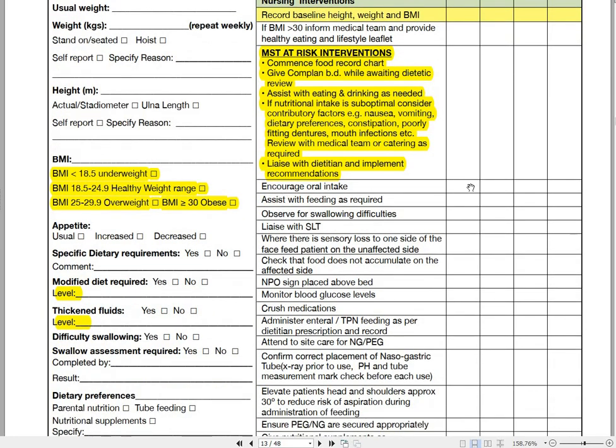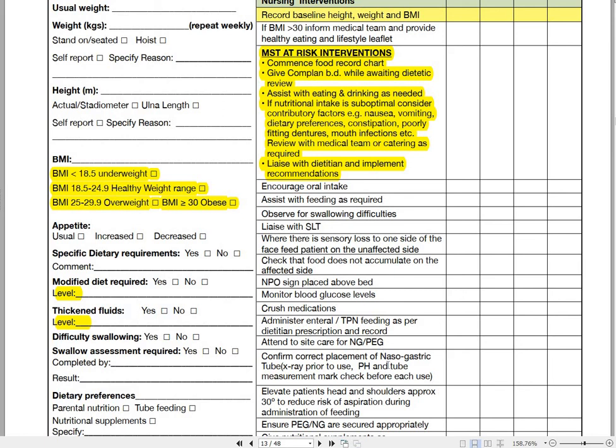Encourage oral intake, assist with feeding as required, observe for swallowing difficulties, liaise with the speech and language therapist. Where there is sensory loss to one side of the face, feed patient on the unaffected side. Check that food does not accumulate on the affected side. NPO sign placed above bed. Monitor blood glucose levels. Crush medications. Administer enteral or TPN feeding as per dietitian prescription and record. Attend to site care for NG or PEG.